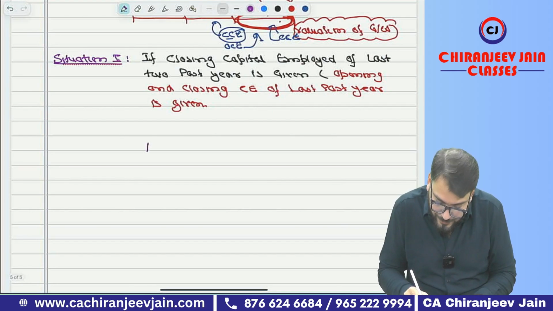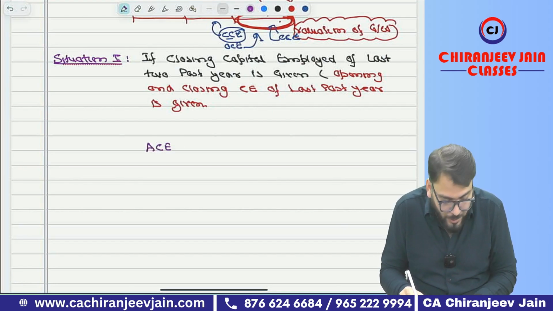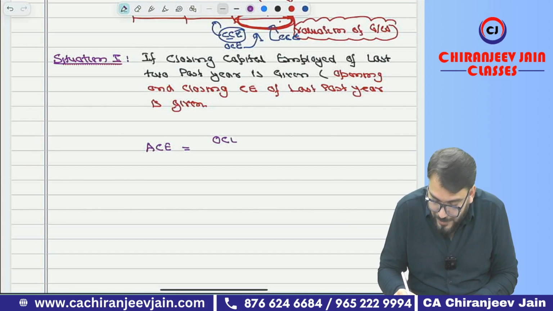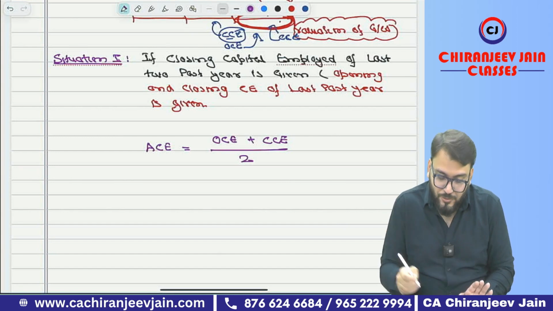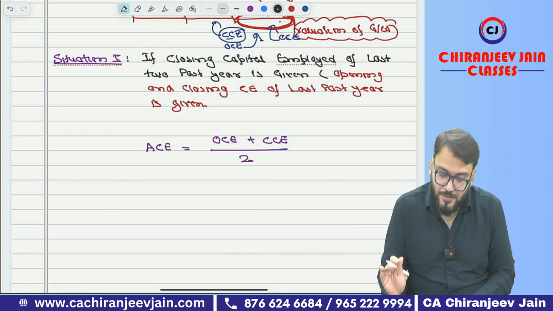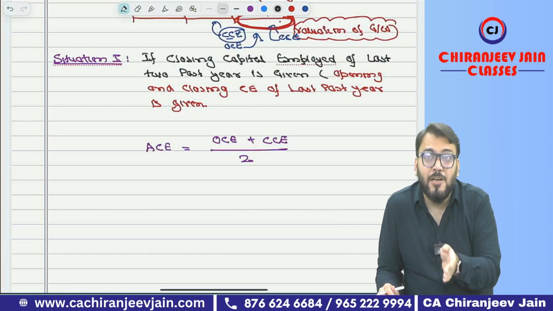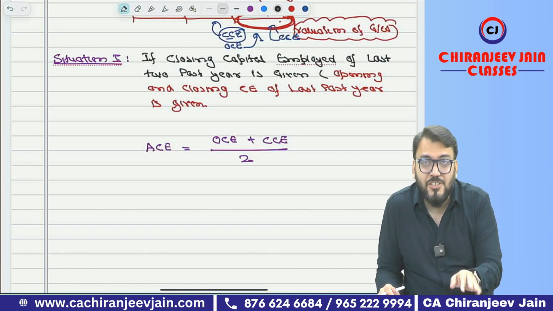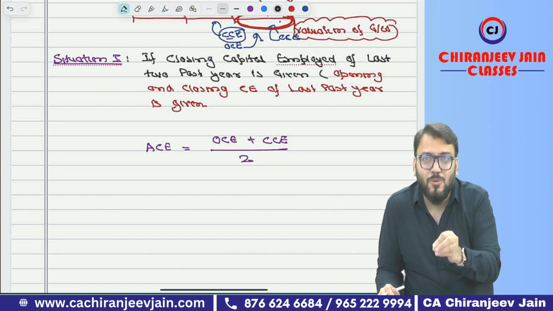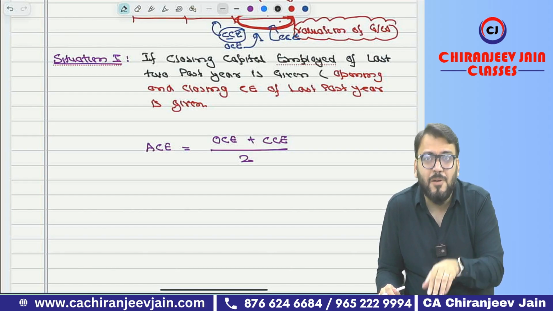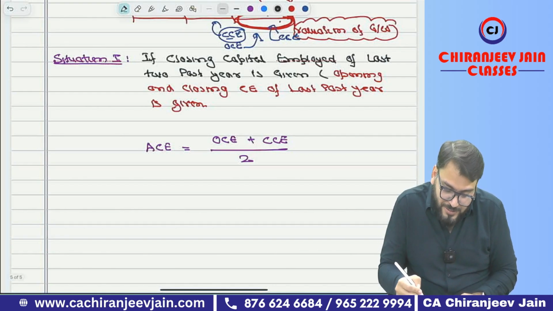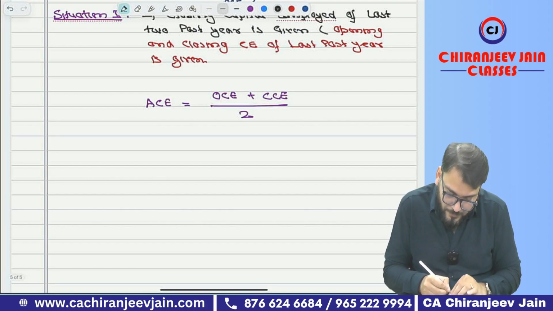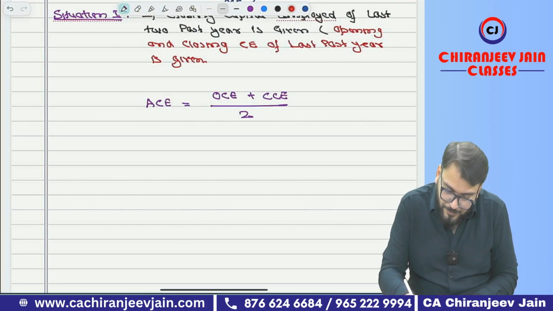So in this case, average capital employed will be equal to opening capital employed plus closing capital employed divided by 2. Super easy. Understood? This becomes situation number 1. So if they have not given the capital employed of all the past years, then we will see whether they have given the opening capital employed and closing capital employed of the last past year. If yes, then calculate average capital employed of last year. Got this point? Situation number 2.